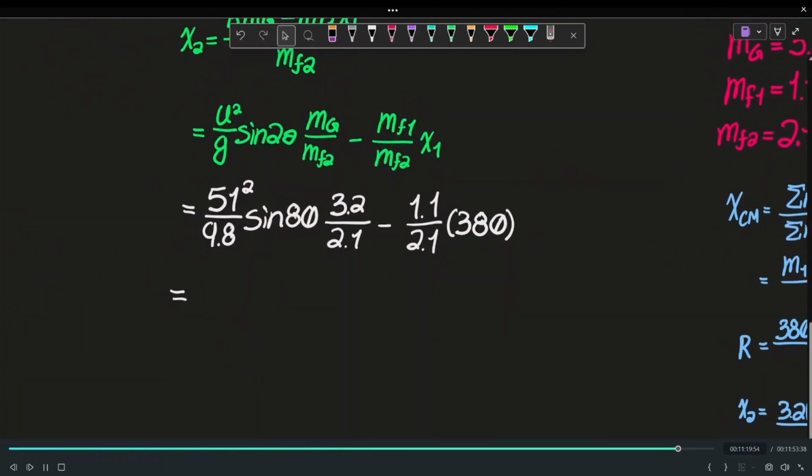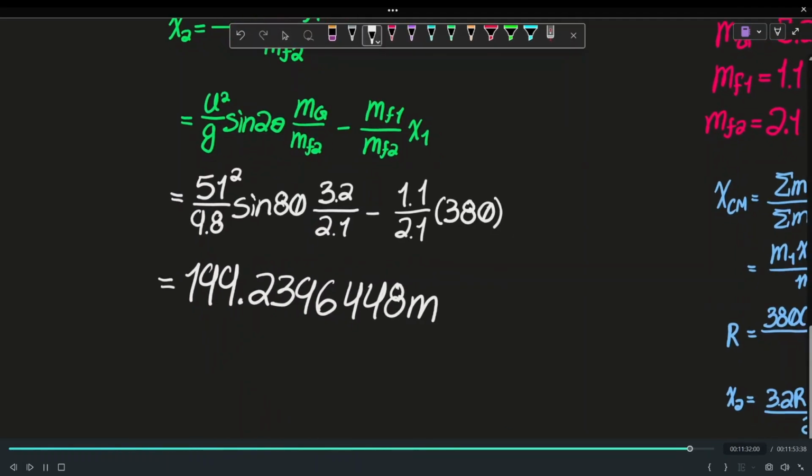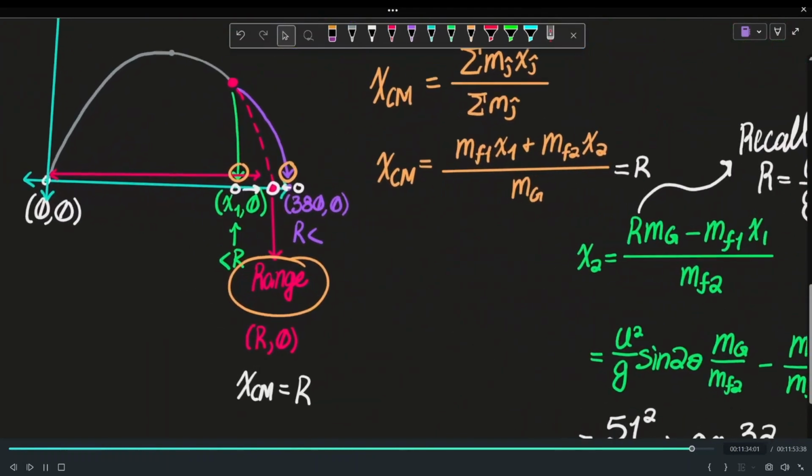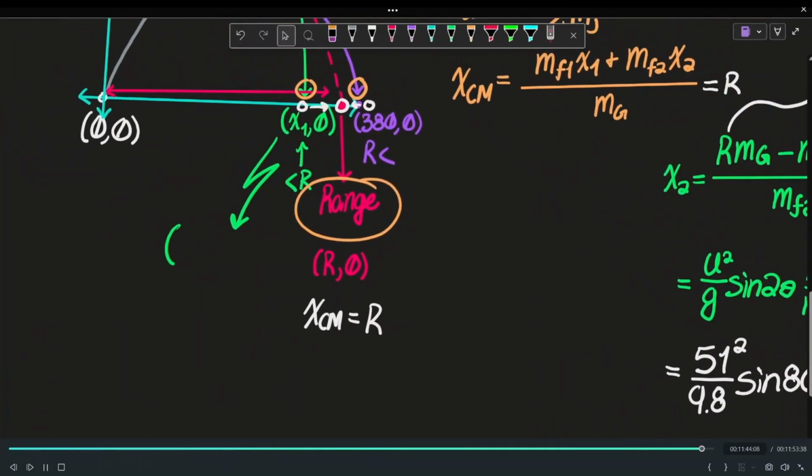So we actually get 199.2396448 meters. And that should be our position here. So that should be, we'll say, could we go to 200? No. 199.0.